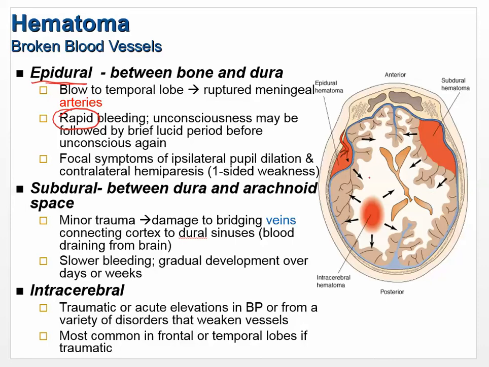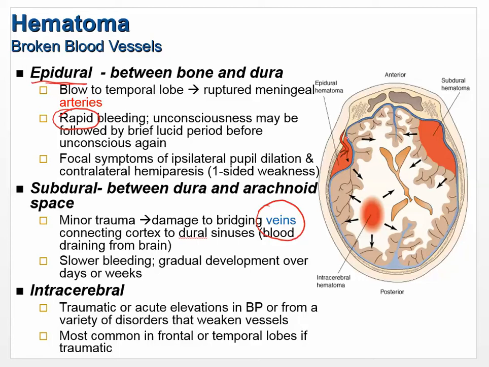leave the brain. And so what happens in this case is there's damage to those veins. Okay, so that's important. So damage to the veins connecting the cortex to the dural sinuses, so that's blood draining from the vein, and those can get sheared and severed. And then you have venous blood that's leaking out, but it's going to leak more slowly.